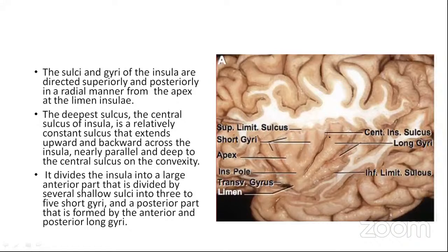It divides the insula into a large anterior part that is divided by several shallow sulci into 3 to 5 short gyri, and a posterior part that is formed by the anterior and posterior long gyri.